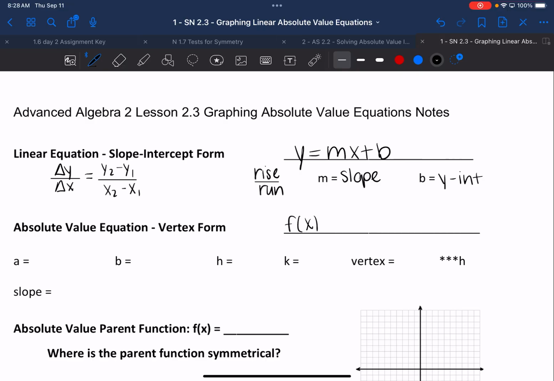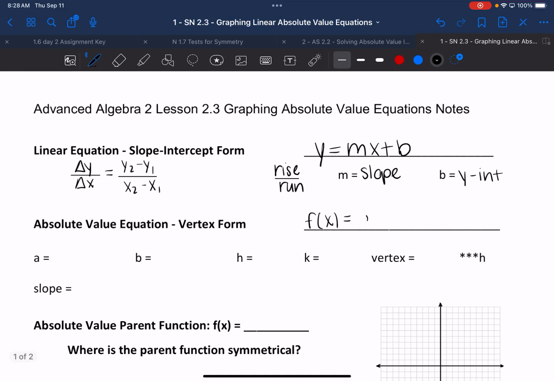function notation, so they'll say f of x equals a times the absolute value of b times x minus h, close the absolute value, and then on the end of the equation you'll have plus k. You probably recognize h and k from when you have graphed your quadratics or your parabolas in the past, right? They mean the same thing here. Those are what shift you left and right and up and down, okay?